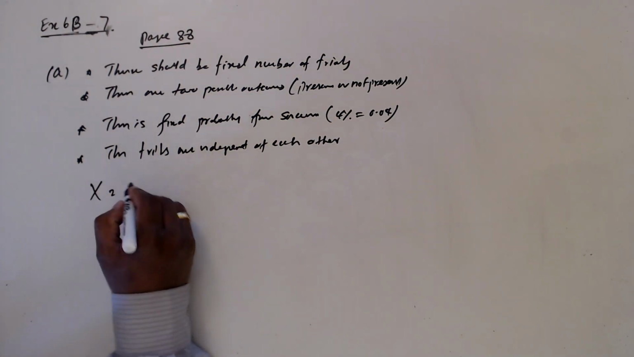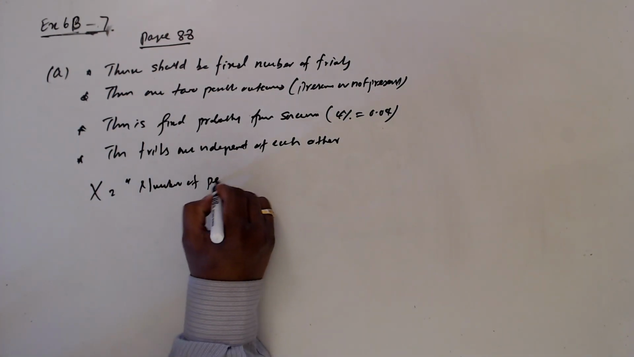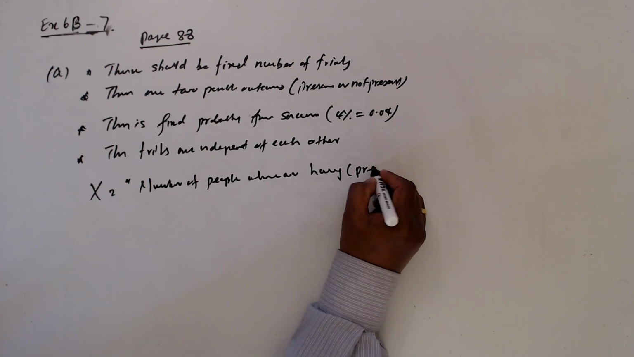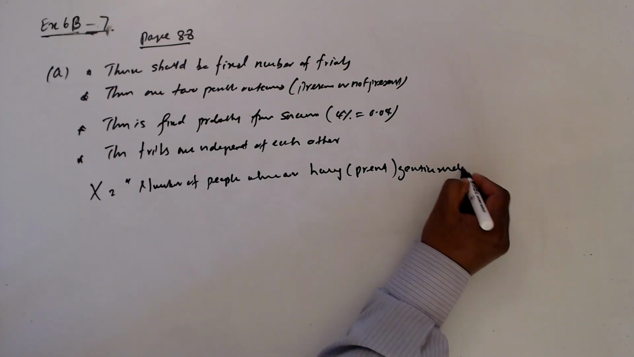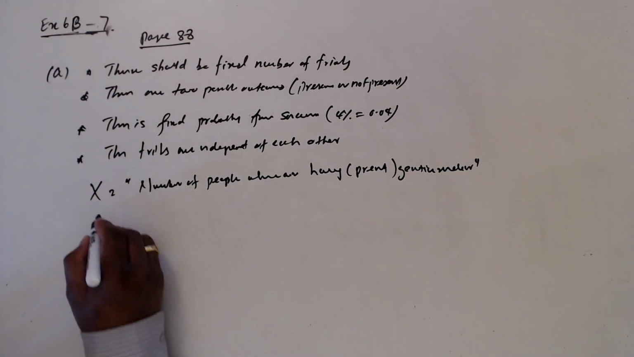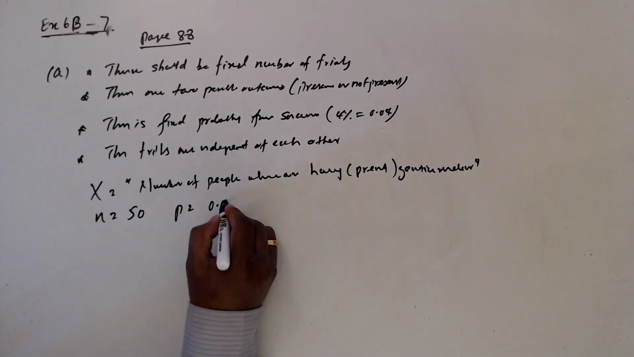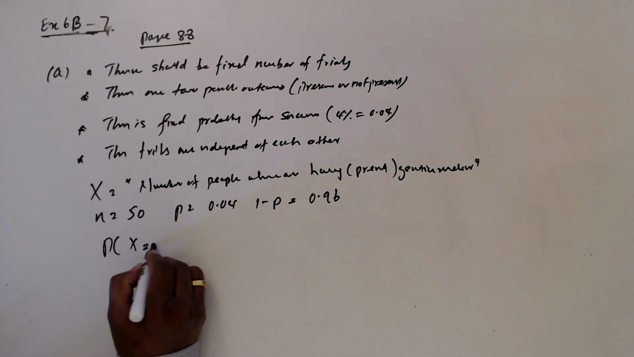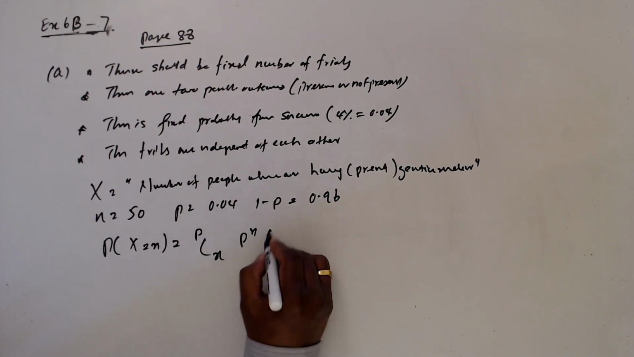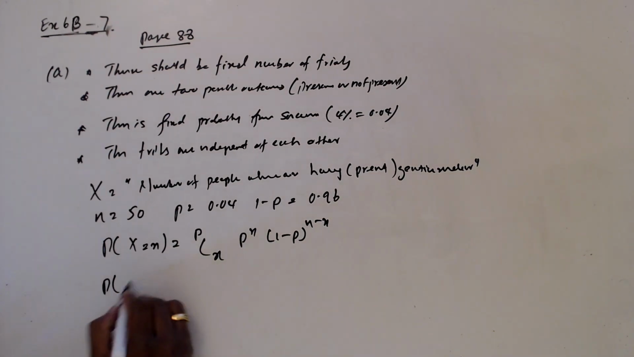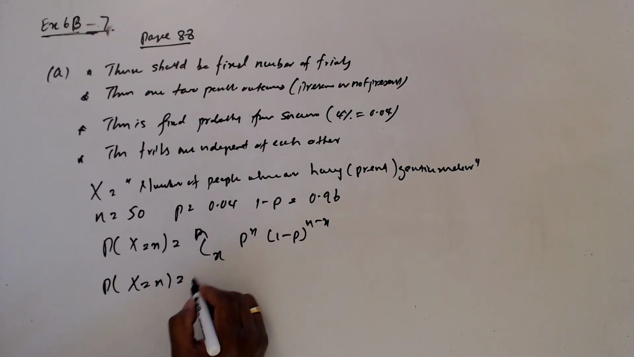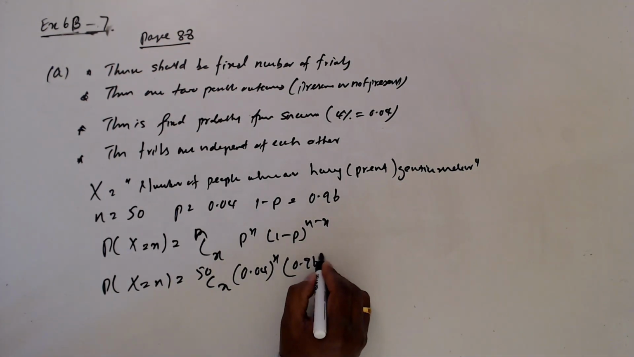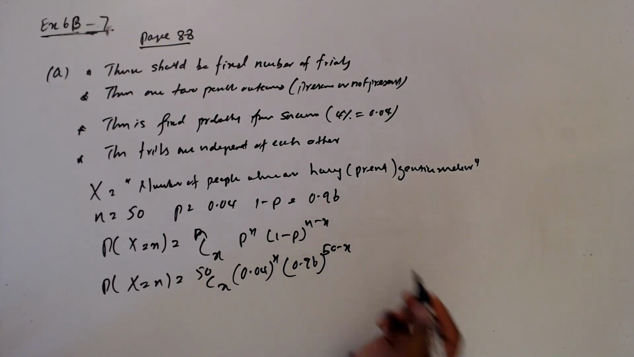Now we have to define a variable: the number of people who have the genetic marker present. So sample size n equals 50, p is 0.04, 1 minus p is 0.96, and the probability of X equal x is nCx p^x (1-p)^(n-x). So n is 50Cx, p is 0.04^x, 1 minus p is 0.96^(50-x).